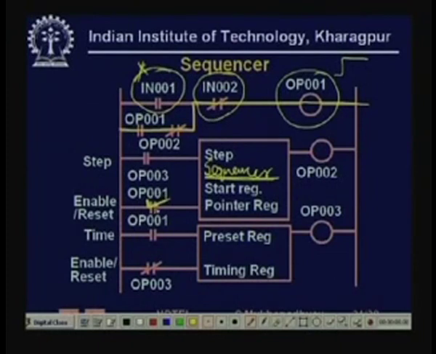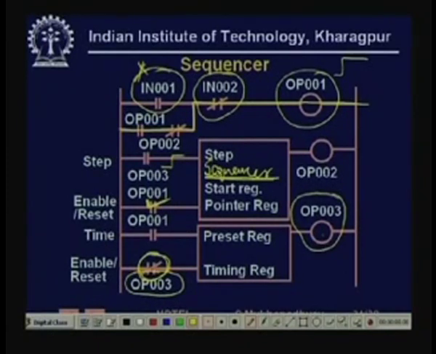When this is enabled and this is now reset. No, this is normally closed. So, when this is closed, it is already enabled because this is off. And then this OP001 goes on. When this OP001 goes on, it starts timing. After a preset timing, this OP003 will go high. Now, when this goes high, immediately you get a pulse here.